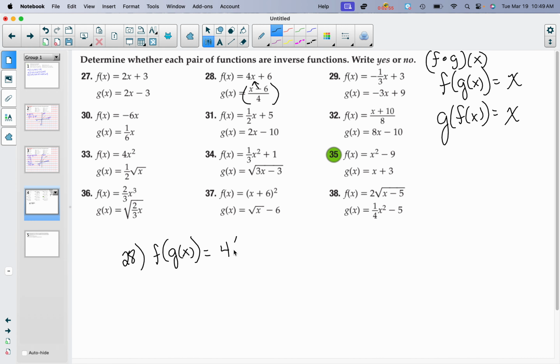So we're going to have 4 times x minus 6 over 4 plus 6. Now, if you have trouble doing the math, this is going to be hard for you because I'm going to cancel the 4's.